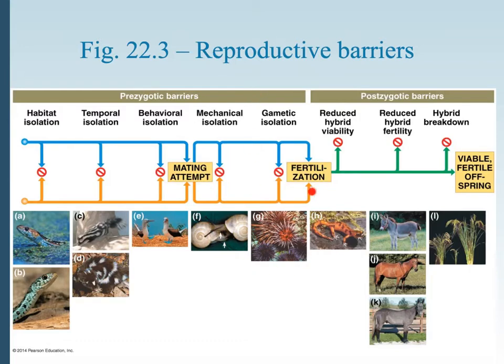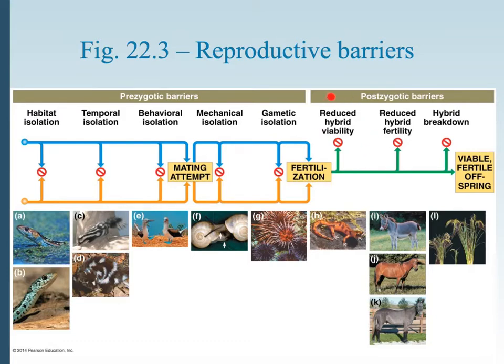And so gametic isolation is just saying that even though the sperm and the egg are in close proximity, the egg's not going to let it in because it doesn't have the right proteins on those membranes. So then, if that sperm actually makes it to fertilization of the egg and a baby develops, then we can have what's called postzygotic barrier. So after the zygote, things that are preventing species even still.